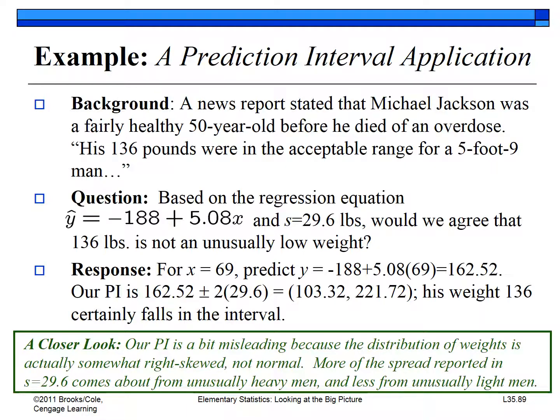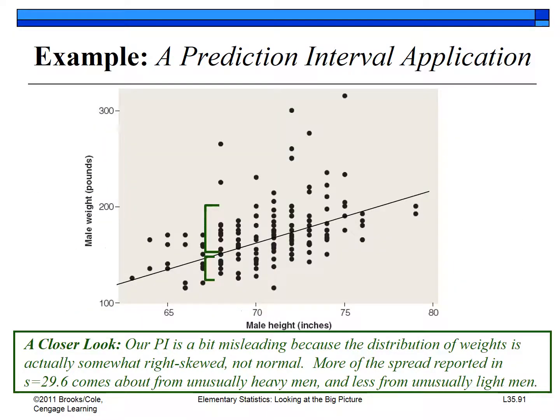Now, keep in mind that weights are not going to be distributed normally. For any given height, weight tends to be distributed in a way that is skewed a bit to the right. Heavier people at a given height are more common than really, really skinny people. You can see that in the scatter plot. There aren't very many points with a big residual below the line, but there are plenty of points with big residuals above the line.